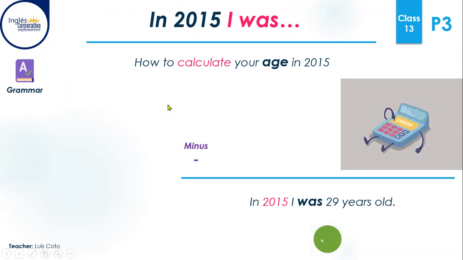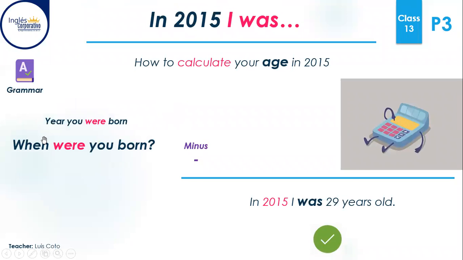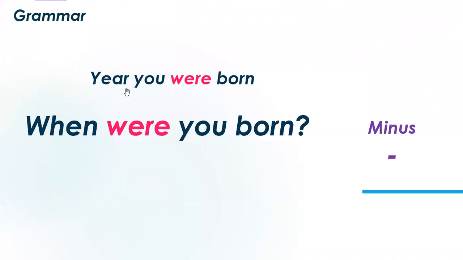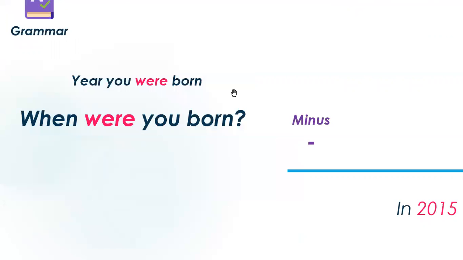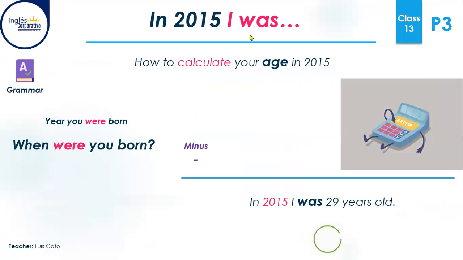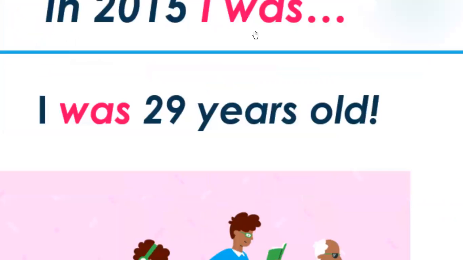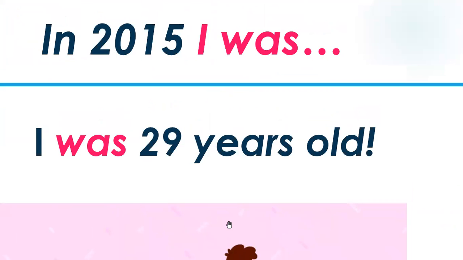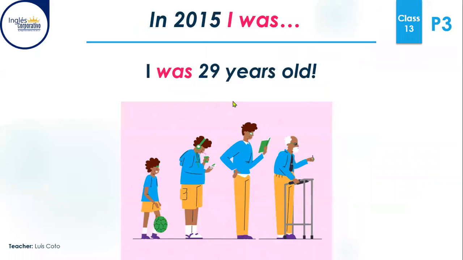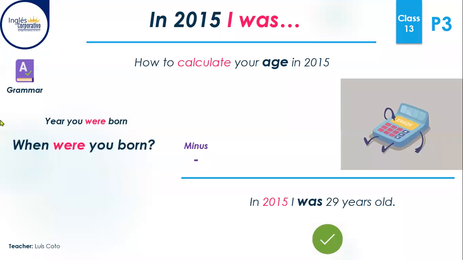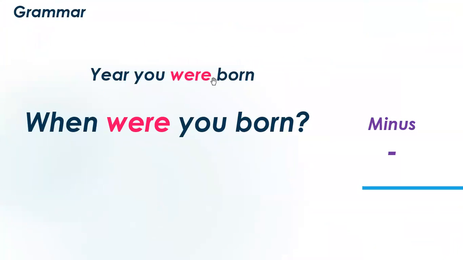How to calculate your age? Example. Year you were born. Correct. Okay, just a moment. Check what is the word in pink? What is the word? I was. Okay, check. I was. This is the verb to be in the simple past. The verb to be in the simple past. And in this sentence, what is the word in pink?